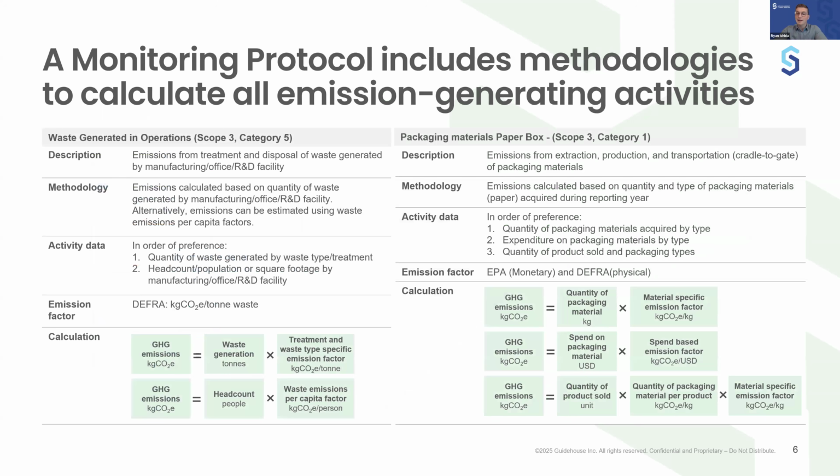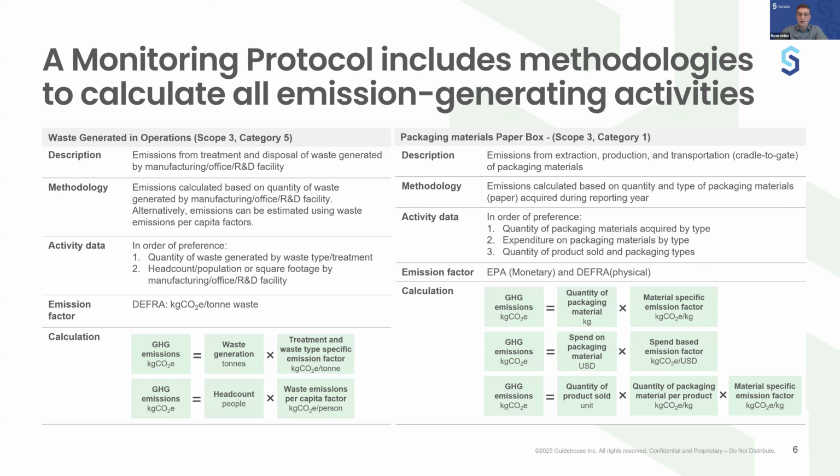So here's an example on how you might lay out your methodology for calculating emissions in 2 categories. A general framework you can follow is to include the description of the emissions creating activity, the methodology used to calculate the emissions, the type of activity data, the emission factors used, and the calculations.